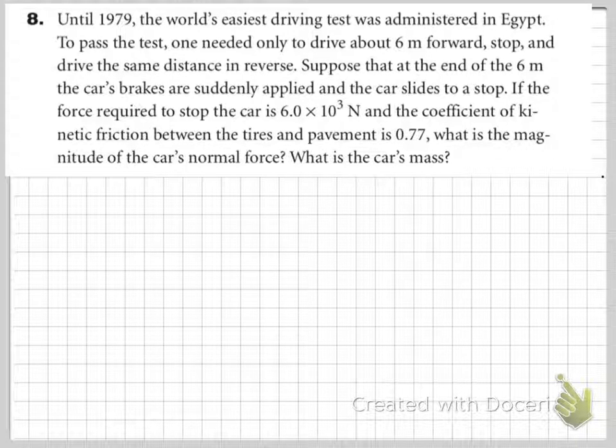This is for number 8 on the 4C worksheet, and we're talking about the Egyptian driving test. Pass the test, drive forward 6 meters, stop, drive the same distance in reverse. Now, we're told that at the end of 6 meters, the car's brakes are suddenly applied and the car slides to a stop.